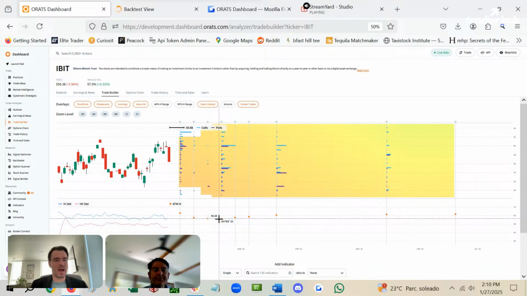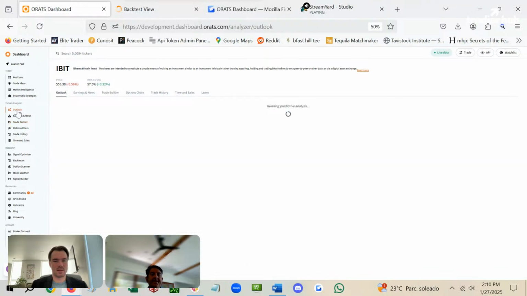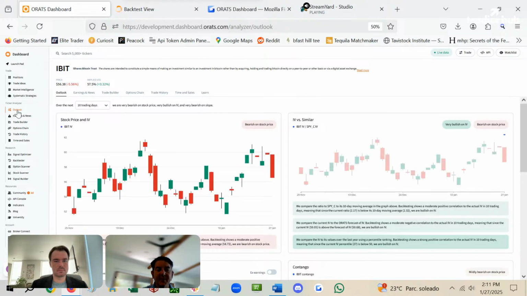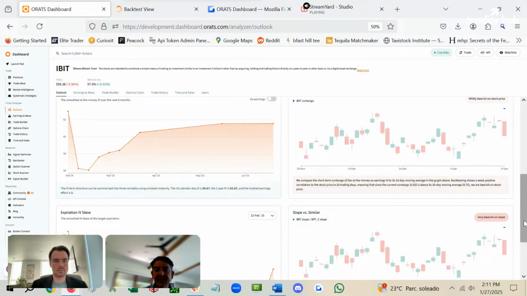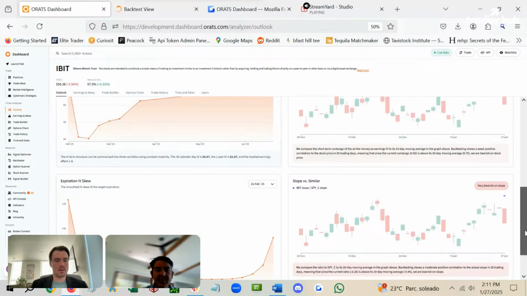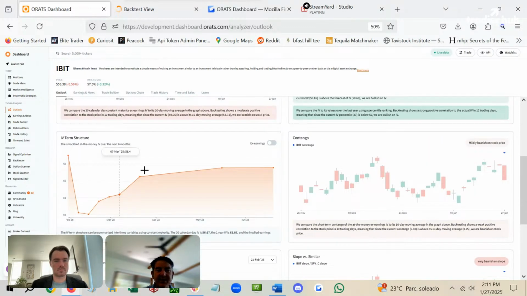Got it. Okay, so if we look at the outlook for IBIT, would it show a different chart? I just want to see a comparison. Yeah. Of course, IBIT hasn't been around for a long time, so we're going to have some problems with some of these graphs. But we don't have enough historical data on IBIT to create much in this structure.